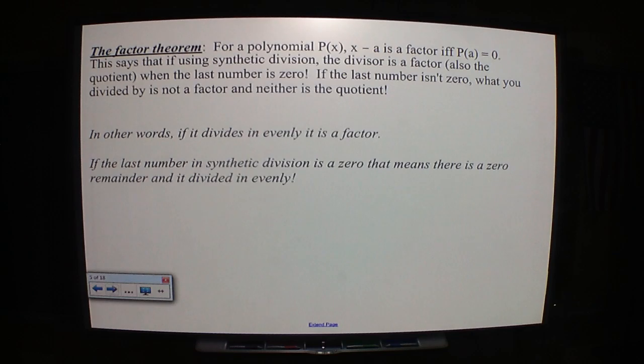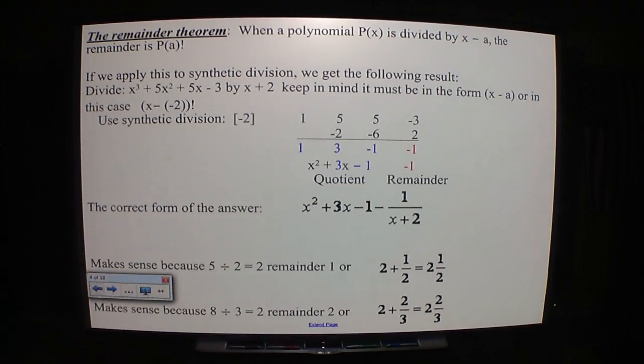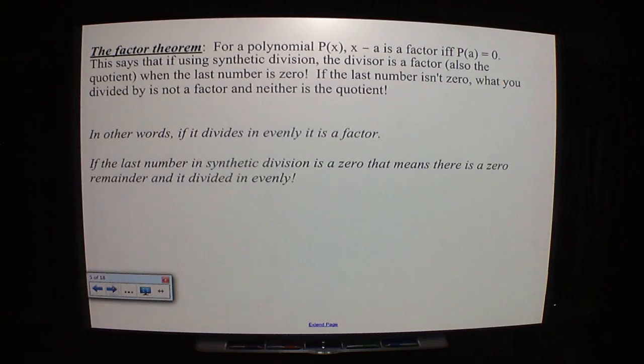The factor theorem. For a polynomial p of x, x minus a is a factor if and only if p of a is equal to 0. And I hope that makes sense. If this is equal to 0, it'll be a factor. Remainder 0, it divides in evenly, it is a factor. So that's what that says.